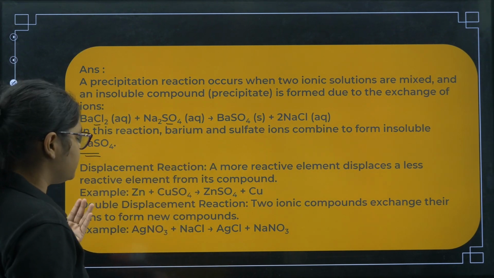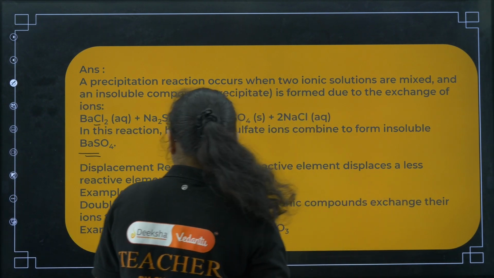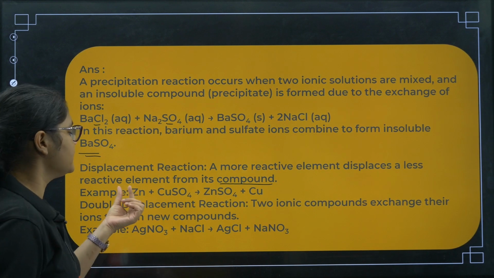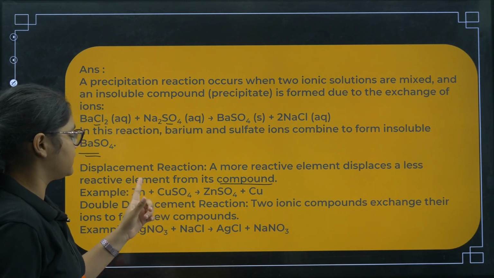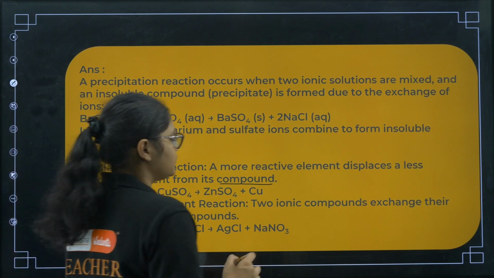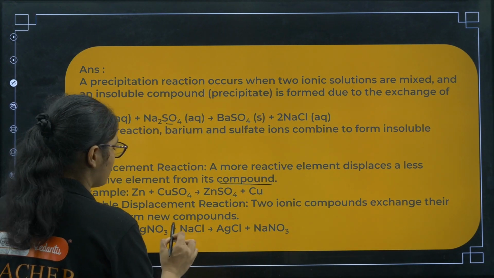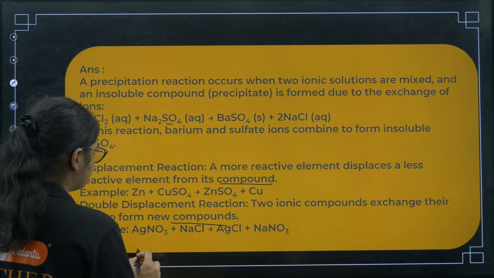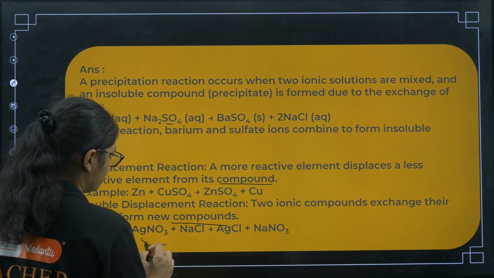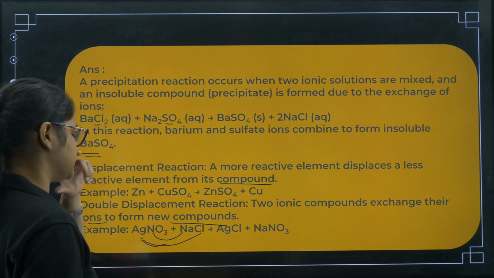Next, about displacement and double displacement: in a displacement reaction, a more reactive element displaces a less reactive element from its compound. You can see zinc plus copper sulfate will give you zinc sulfate plus copper. Now, in a double displacement reaction, two ionic compounds exchange their ions to form new compounds. You can see here Ag is forming a bond with Cl and Na is forming a bond with NO3, so you will get this compound. Okay.